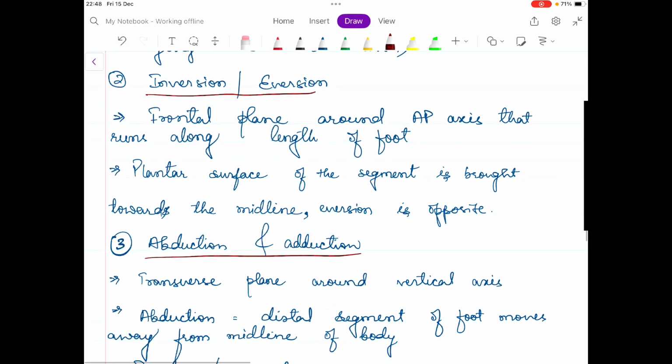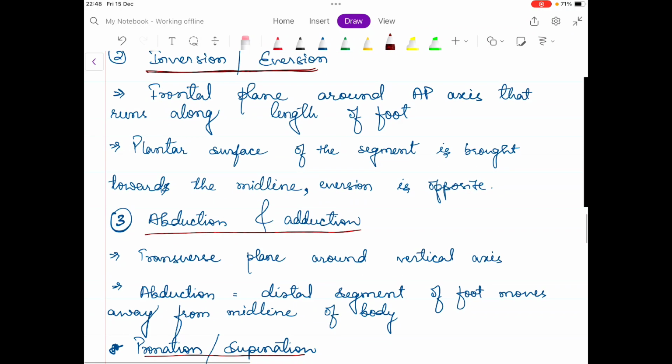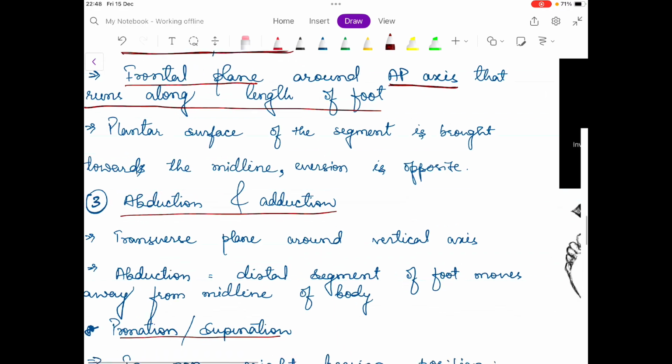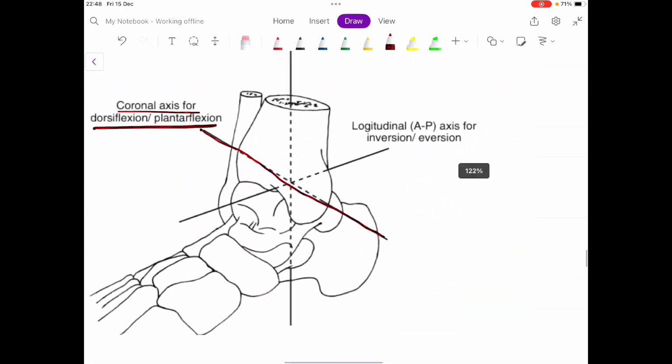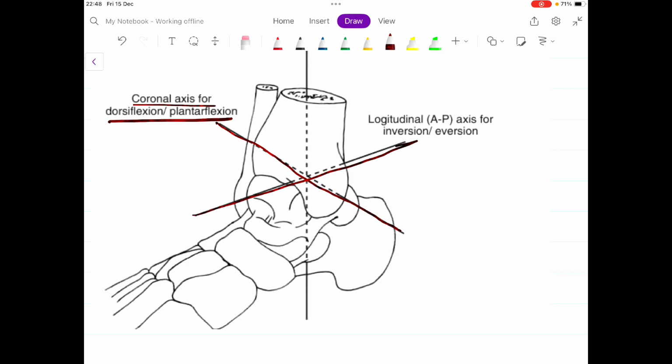So the next movement is inversion and eversion. Inversion and eversion happen in the frontal plane around the AP axis or the longitudinal axis. This axis runs along the length of the foot. Let's understand it with the diagram again. So this one here is the longitudinal axis, or the AP axis. This axis serves for the inversion and eversion movement.